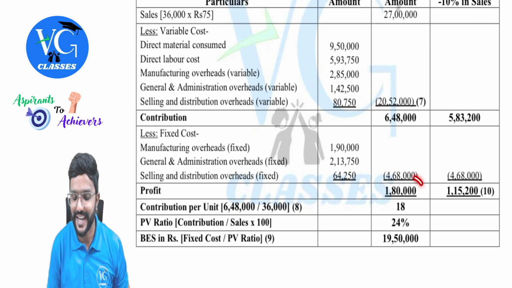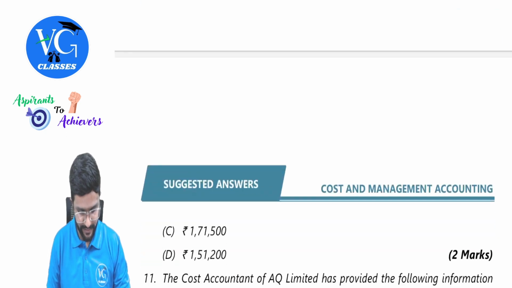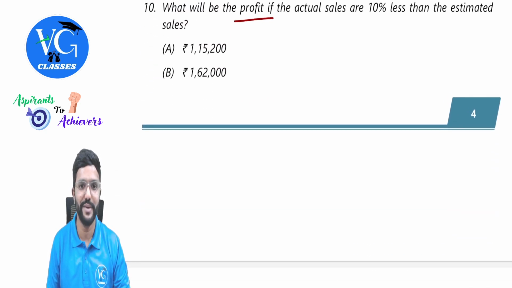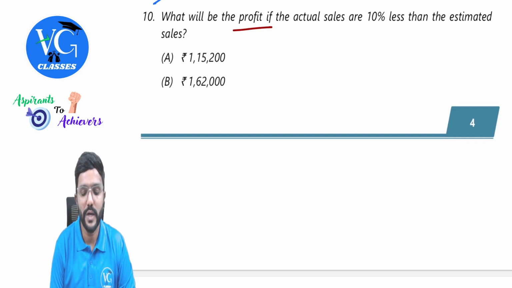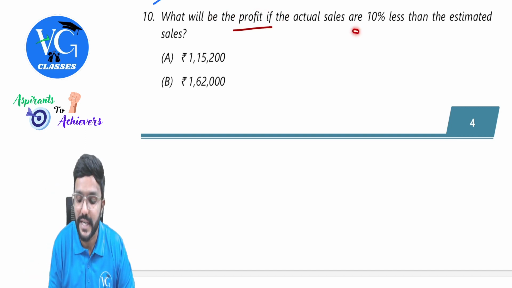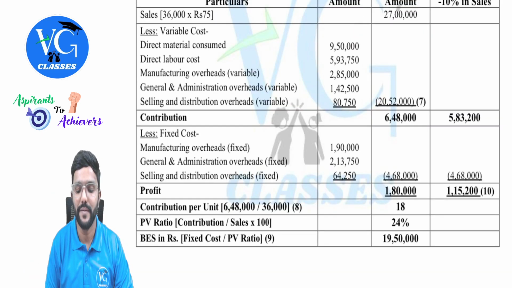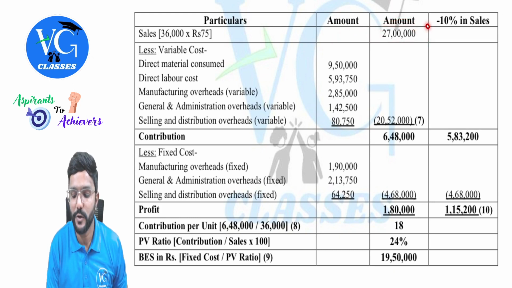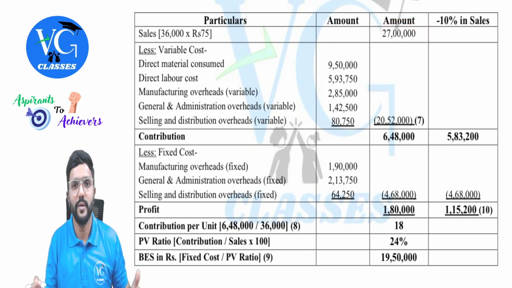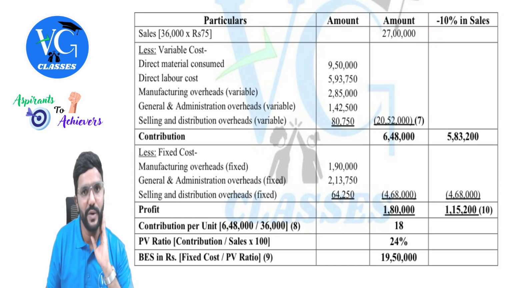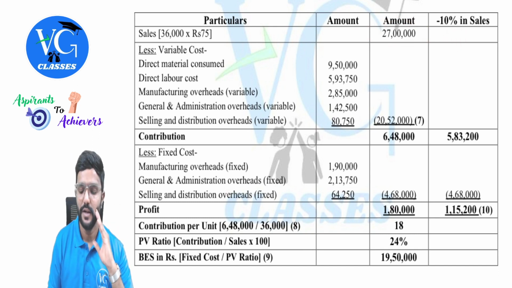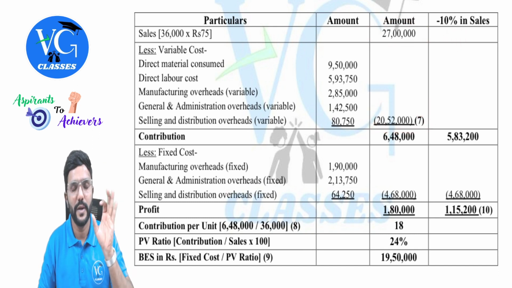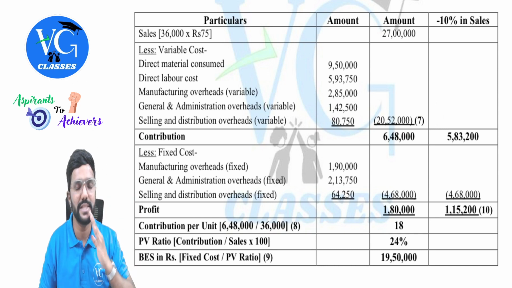But please be careful, guys. They didn't ask this profit. Please don't choose it. Have they given 1,80,000 in the options? Thank God they are not given, because if by chance they had given it, students might choose that only. What they're asking is, what will be the profit if the actual sales are 10% less than the estimated sales? That means our estimated sales is 27 lakh. If that goes 10% low, what is the amount of profit? Guys, you can do it in two ways. One is you do 27 lakh minus 10%, you will get some amount here. And even variable cost will decrease, because when there is a decrease in sales, you are producing a smaller number of units.